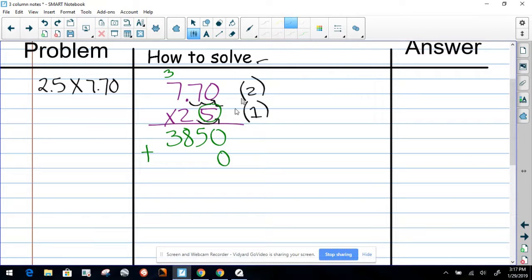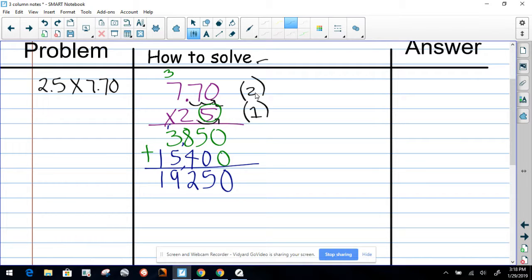So now let's multiply by 2. 2 times 0 equals 0. 2 times 7 equals 14. You carry 1 over. 2 times 7 equals 14 plus 1 equals 15. We're going to add up the total. This is 0. This is 5. This is 12. Carry 1 over. That would be 9. And this is 1. Okay, so there is our total.